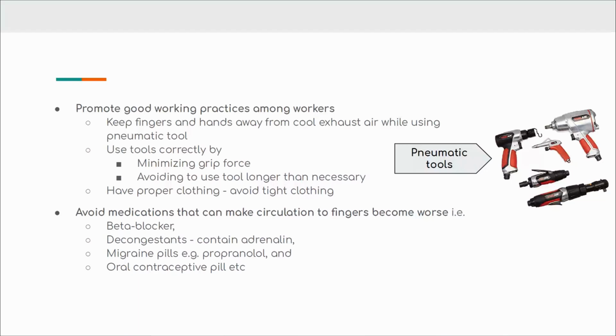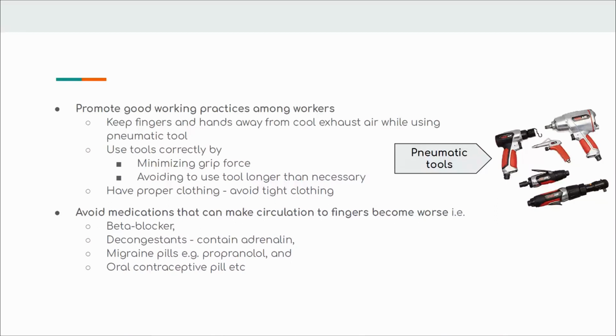Second is promoting good working practices among workers. Workers have to keep fingers and hands away from cool exhaust air while using pneumatic tools. Pneumatic tools use compressed air. Also, workers have to use tools correctly by avoiding excessive gripping and avoiding using a tool longer than necessary. Also, have proper clothing. Tight clothing will result in poor blood circulation.